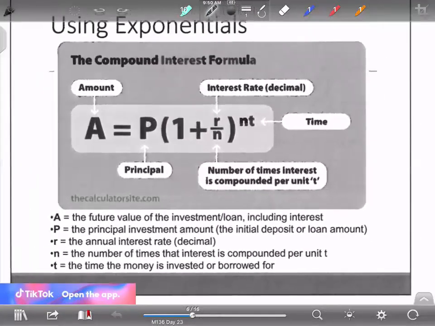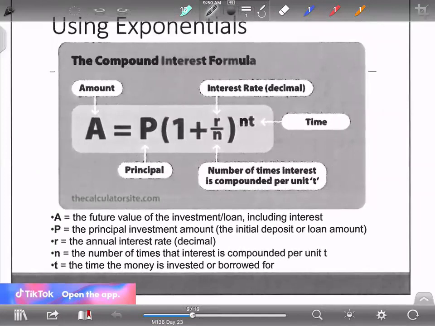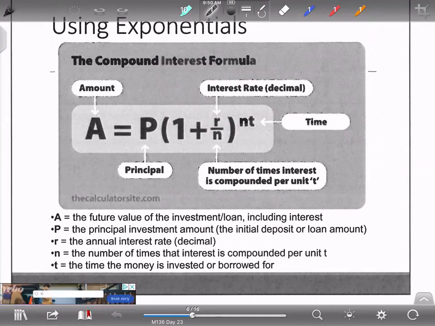The next thing we're going to look at is using exponentials in the real world. This is the formula for compound interest. Compound interest means that you're earning interest multiple times throughout the year, not just one time at the end of the year like normal. So you're going to be given this formula on your final exam. There is a question where you must use the compound interest formula.